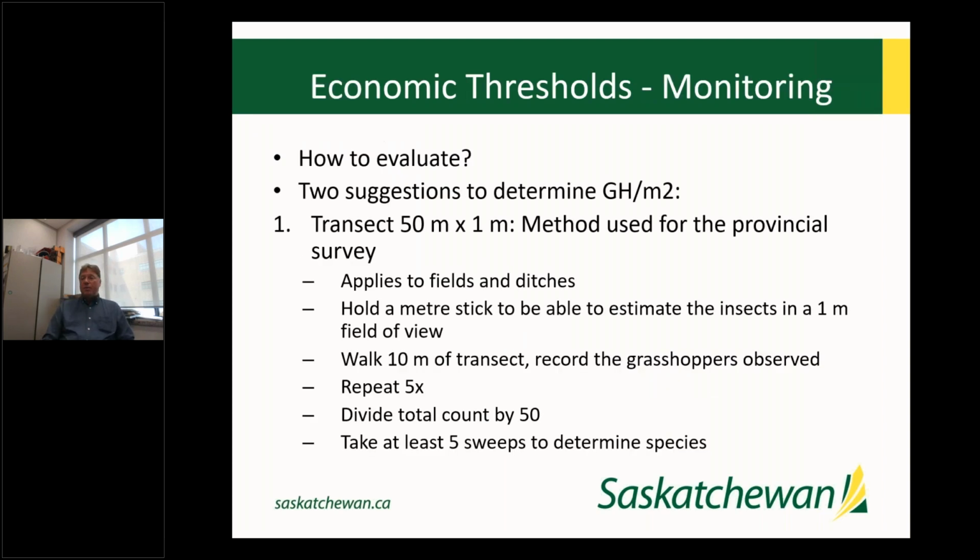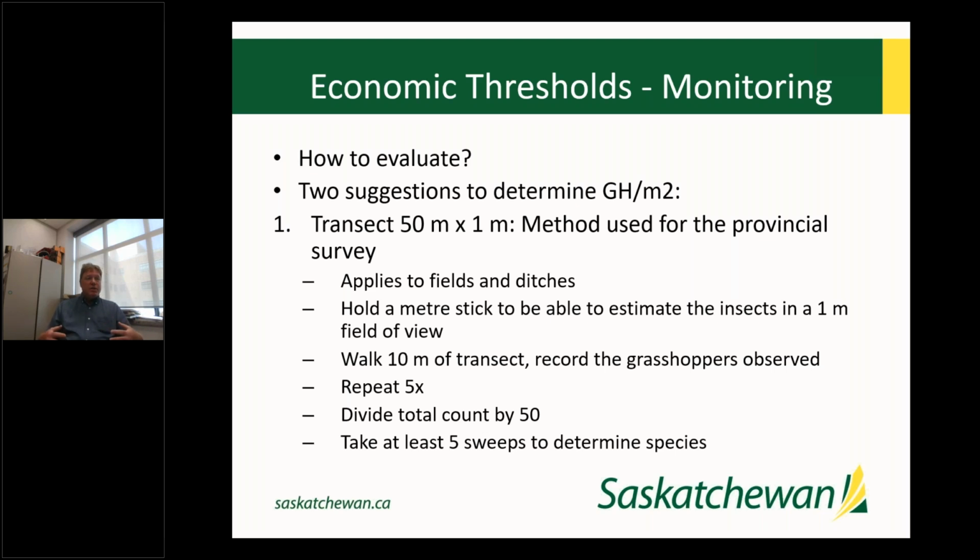So how to evaluate these populations? There are 2 primary ways, and I'll illustrate these for you. One is the method we use for the provincial survey, and that is to walk a transect. So at least 50 meters, and you're going to want to look at different parts of the field, like any evaluation, to determine if they are invading from the edge, if they've made it to the middle of the crop, and which part of the crop. This will influence the area that you need to control or want to consider control, and your timing for control as well. So 50 by 1 meter.